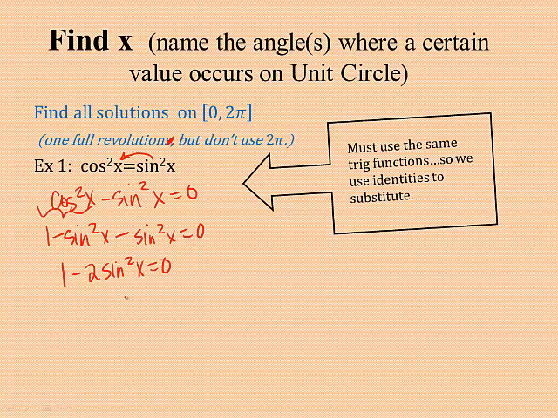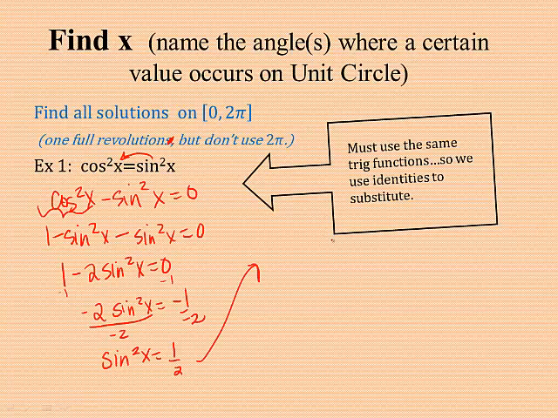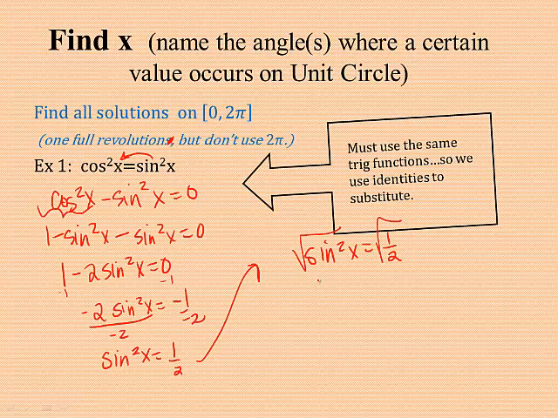This is something I can solve just like I did before. So I'm going to subtract 1 from both sides. Negative 2 sine squared x equals negative 1. Divide by negative 2. So what I have is sine squared x equals positive 1/2, because they're both negative. So I'm just going to move this up here for more space. So sine squared x equals positive 1/2, but it's squared, so I got to take the square root of both sides, right?